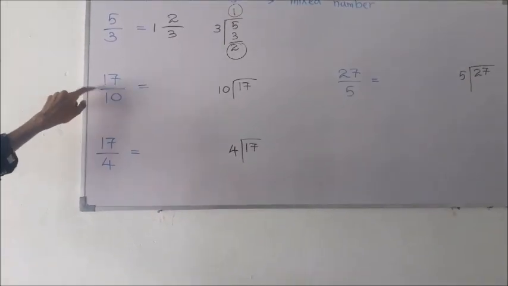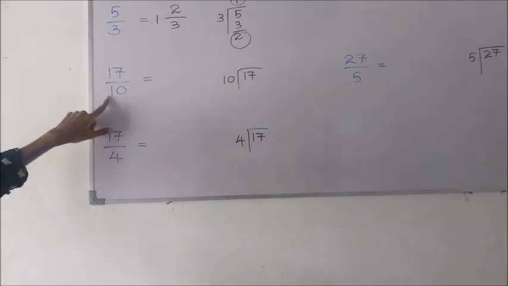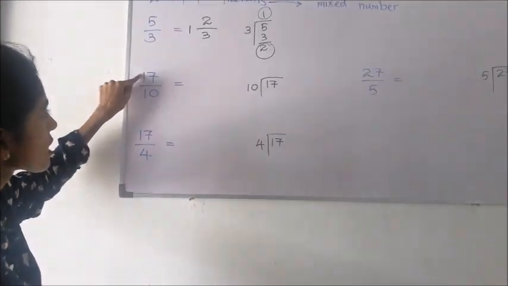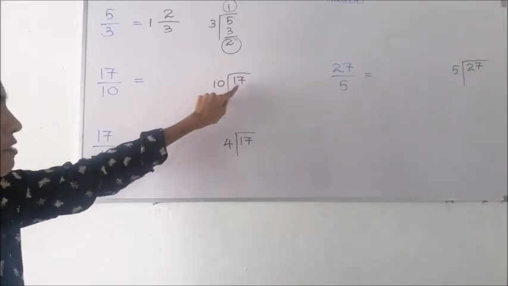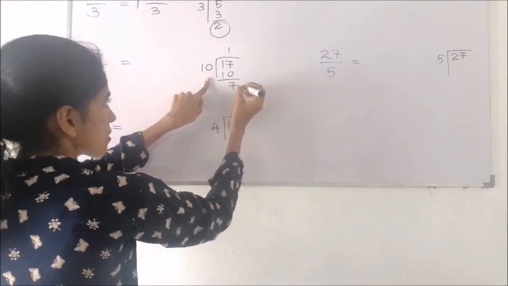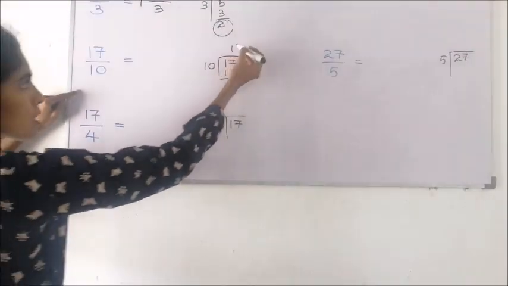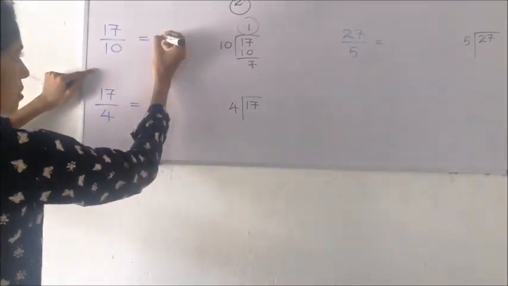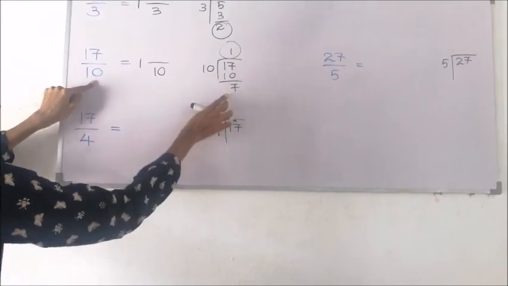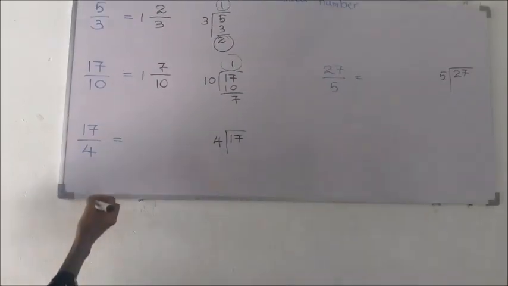Again, the next one, 17 over 10 can be considered as 17 divided by 10. Yes, 17 divided by 10. 10 times 1 is 10, 7 are remaining. Now this quotient can be taken as the whole part, same denominator. Remainder should be the numerator.